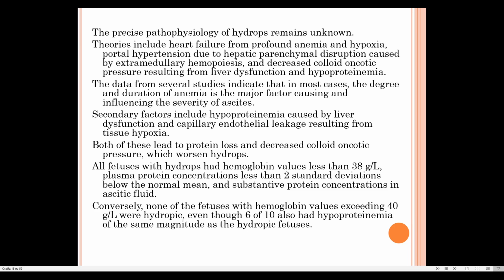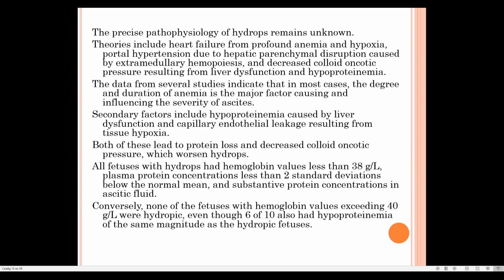The data from several studies indicate that in most cases, the degree and duration of anemia is the major factor causing and influencing the severity of ascites. Secondary factors include hypoproteinemia caused by liver dysfunction and capillary endothelial leakage resulting from tissue hypoxia. Both of these lead to protein loss and decreased colloid oncotic pressure, which worsen hydrops.